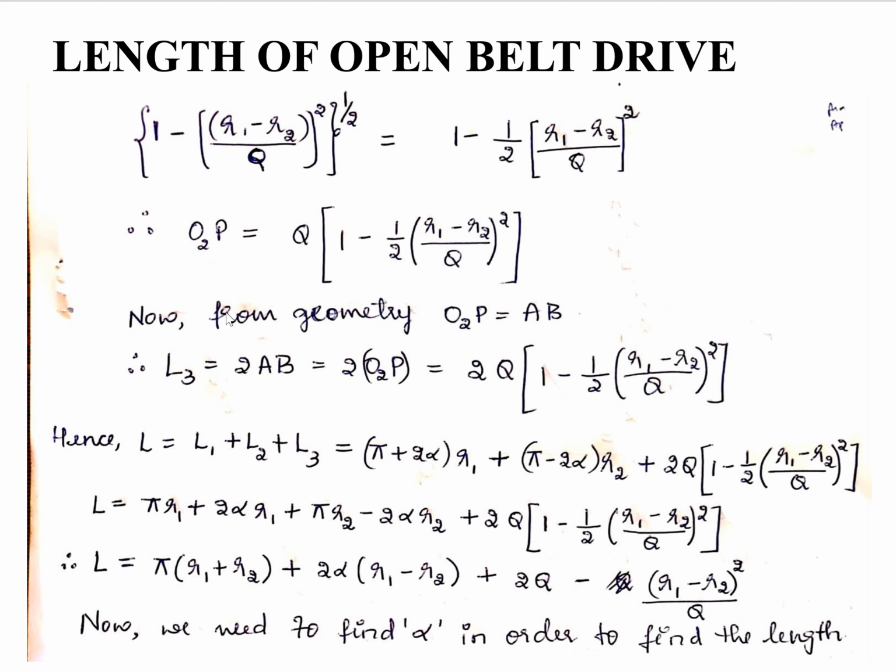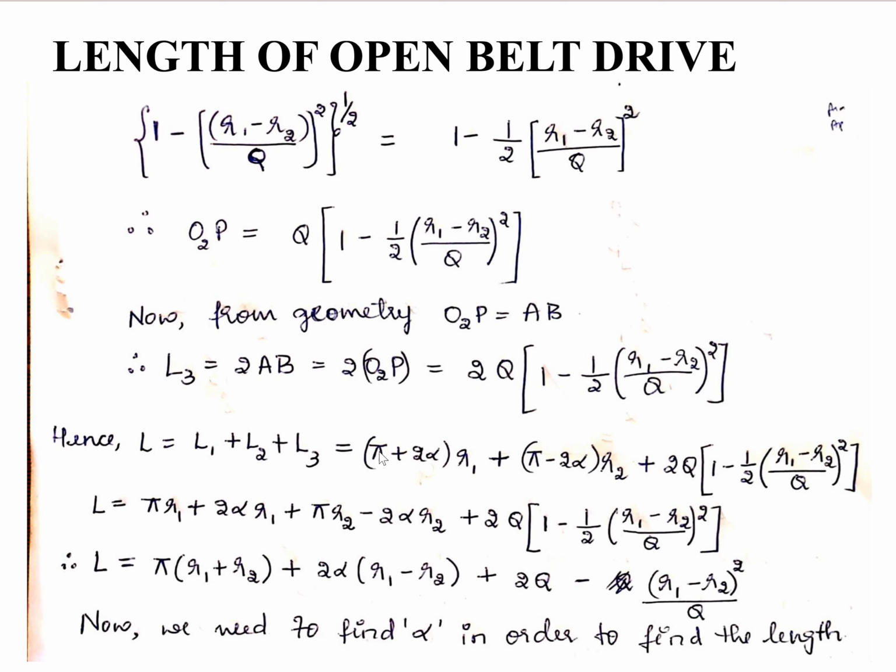Now from the geometry we know that O2P is equal to AB. So we will calculate the length of AB. How many times do we want the length of AB? We want it 2 times. So it becomes 2 into AB, or 2 into O2P, and once we reduce these things we get this, where L refers to the length of the complete belt drive. So this is L1 plus L2 plus L3.